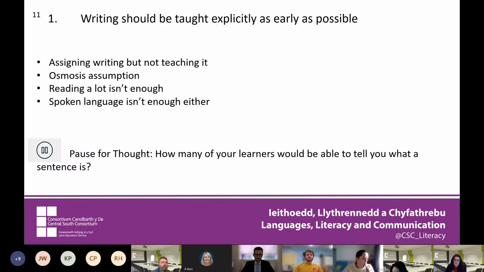The problems with the caught not taught philosophy result in secondary school teachers assuming a level of proficiency when learners simply haven't mastered the basics. Here's a pause for thought. How many of your learners would be able to tell you what a sentence is? If you're watching this live, really think about that. Maybe write the question down for later so that you can ask your young people. If you're watching this recording with your team, pause the video and discuss it with your colleagues.